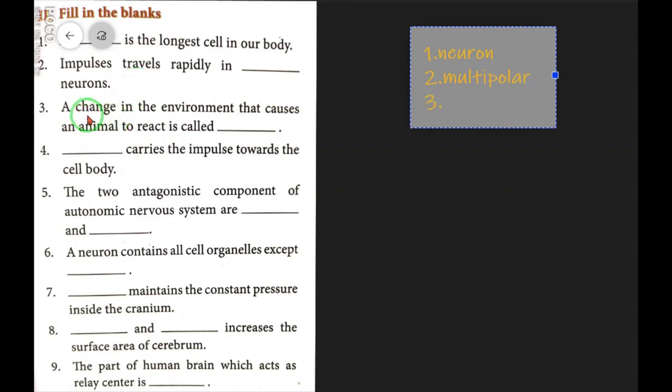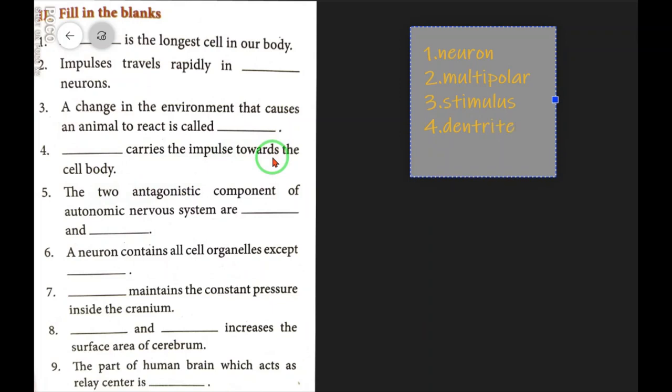Question number 3. A change in the environment that causes an animal to react is called stimulus. Number 4. Dash carries the impulse towards the cell body. Dendrite. Number 5. The two antagonistic components of autonomic nervous system are dash and dash. Sympathetic and parasympathetic nerves.